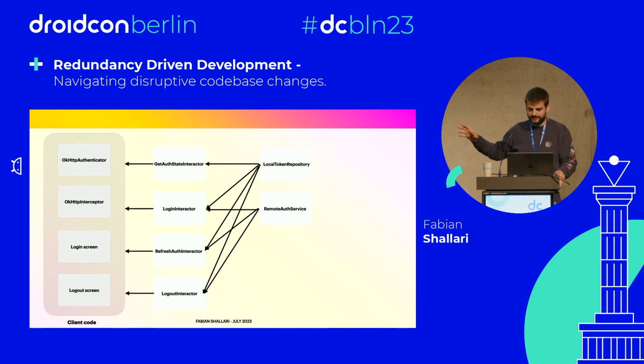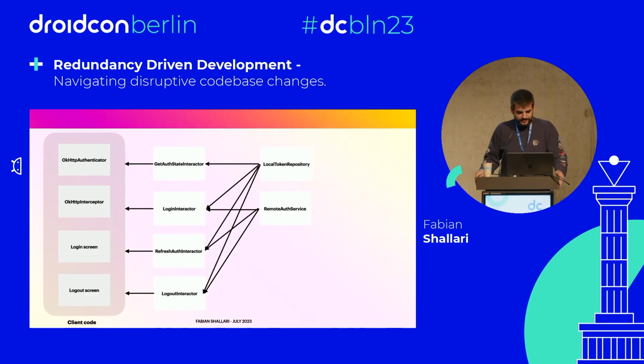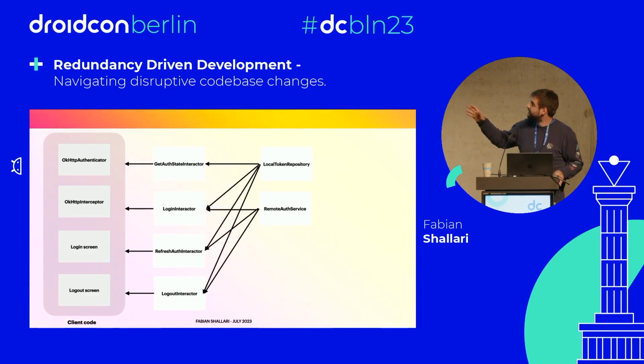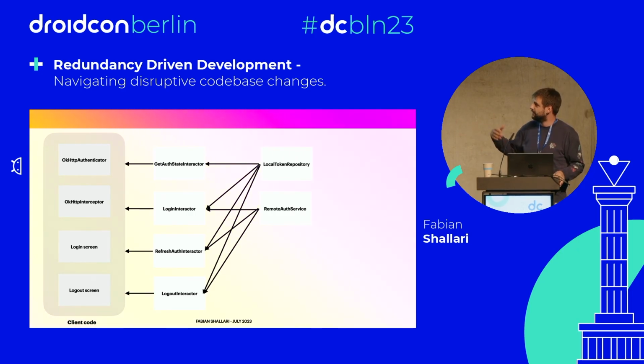So if we take a look at a diagram of a simplified version of our auth system, and a very idealized one, we can create an idea of what we're actually talking about. So starting on the left, you have the client code, and these are the components of your app which do various auth-related stuff. Your usual suspects: you have OkHttp authenticator, OkHttp interceptor, your login screen, your logout screen.